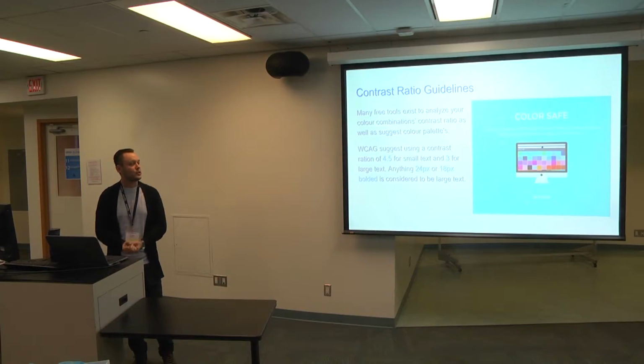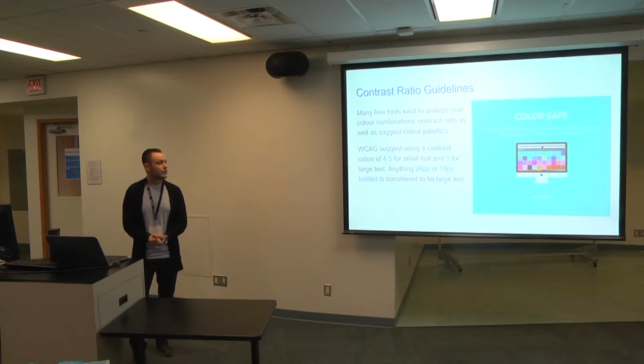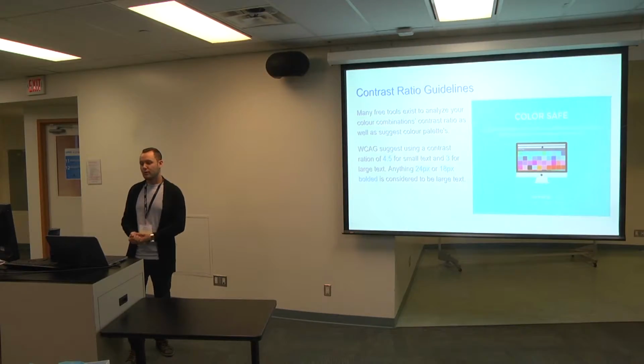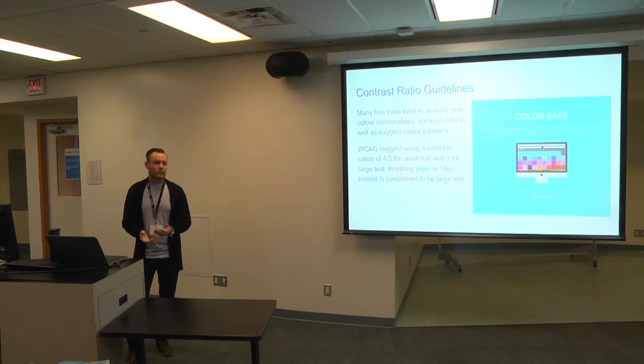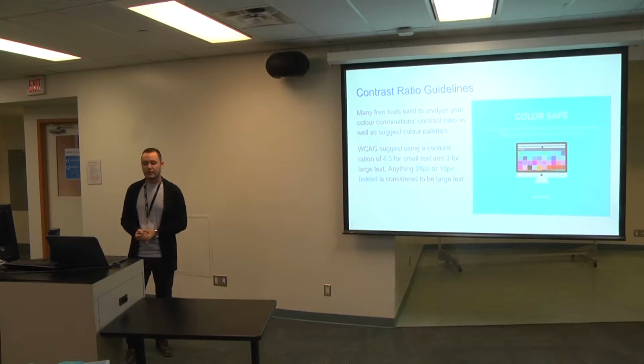So how do you know which colors are good and what contrast ratios you have? Well, there's a lot of free tools online that you can use, and WCAG suggests a contrast ratio of 4.5 for small text and 3 for large text. And what's large text and what's small text? Anything that's 24 pixels or 18 pixels bolded is considered to be large. Anything smaller than that would be small.